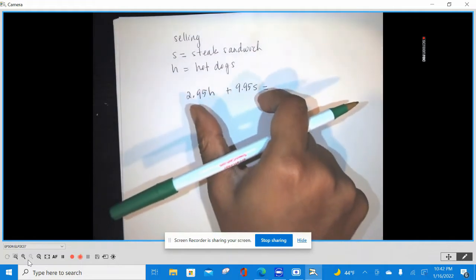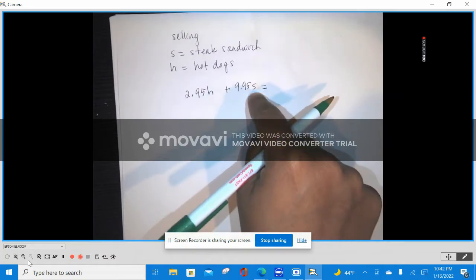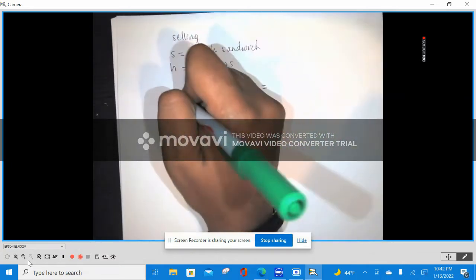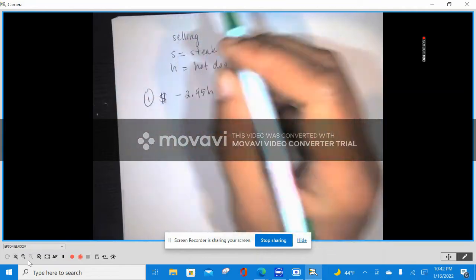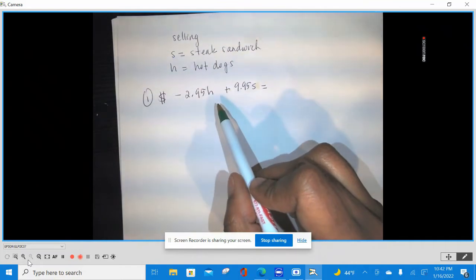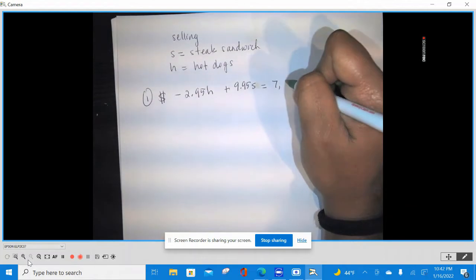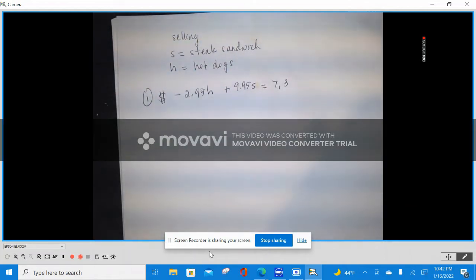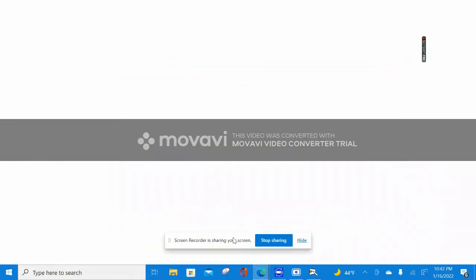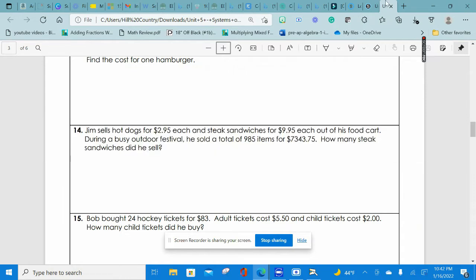And because this information has to do with money, right? It's $2.95 per hot dog and $9.95 per steak sandwich. This is my money equation. Equation number 1. So then it makes sense that I got to figure out, well, how much money did he make? If someone's giving me $2.95 per hot dog and $9.95 per sandwich, and I made for that day $7,300 and I think it was 95. Let me go see. Yeah, $7,343.75, and then yes, I got the correct pricing of the steak sandwich and the hot dog.